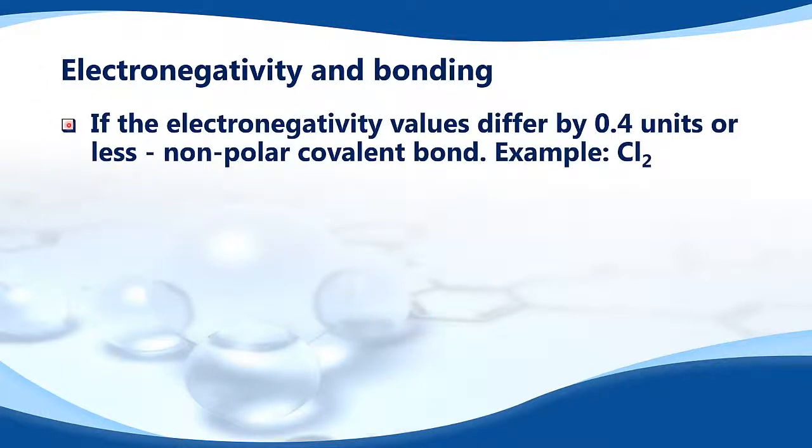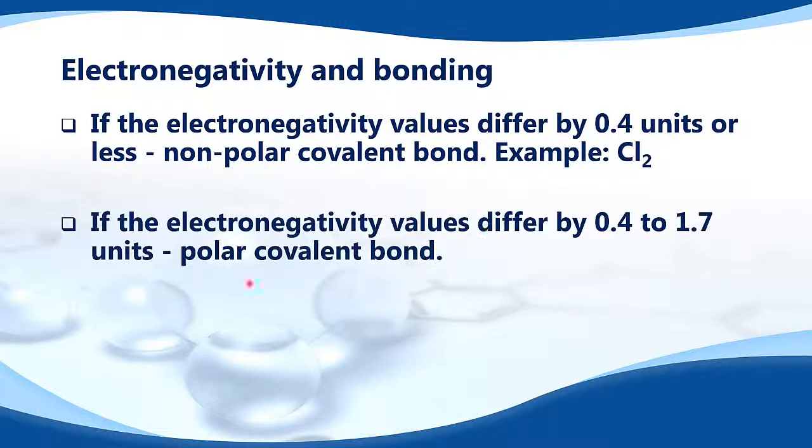If the electronegativity values differ by 0.4 units or less, we call it a non-polar covalent bond. So an example would be Cl2, the chlorine molecule. It's formed by two atoms of chlorine, the same electronegativity values, so it's a non-polar molecule.